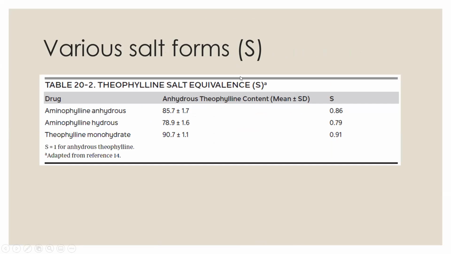Okay, so as mentioned, theophylline has a lot of various salt forms. Yeah, like it can be aminophylline anhydrous. Yeah, the salt form is 0.86. Aminophylline hydrous. So hydrous means there is water, right? So the S is 0.79 and theophylline monohydrate is 0.91. Yeah, monohydrate.